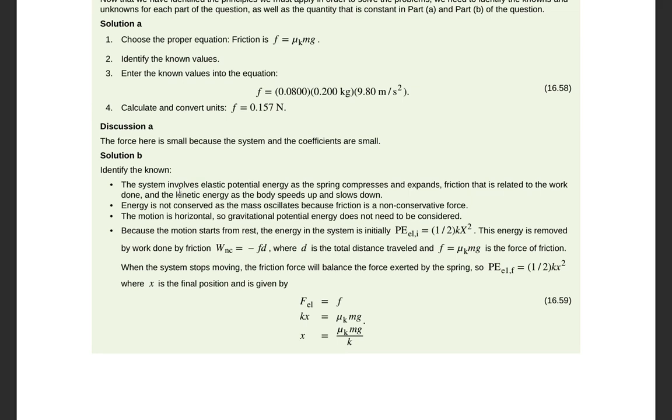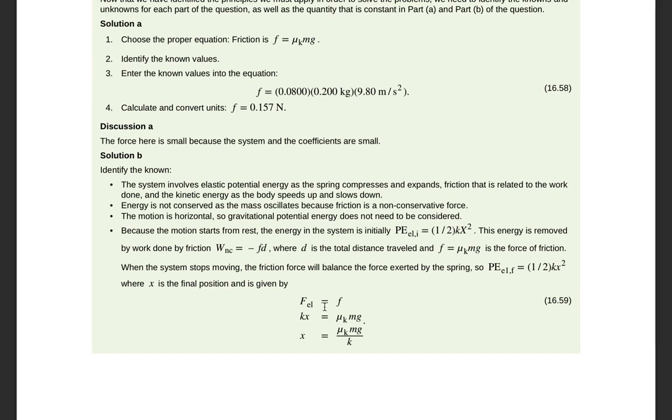Because the motion starts from rest, the energy in the system is initially PE elastic, equal to 1/2 kx squared. This energy is removed by the work done by friction. Remember, work that is non-conservative is equal to negative F d, where d is the total distance traveled, and F is mu k mg, which we found above. When the system stops moving, the friction force will balance the force exerted by the spring.